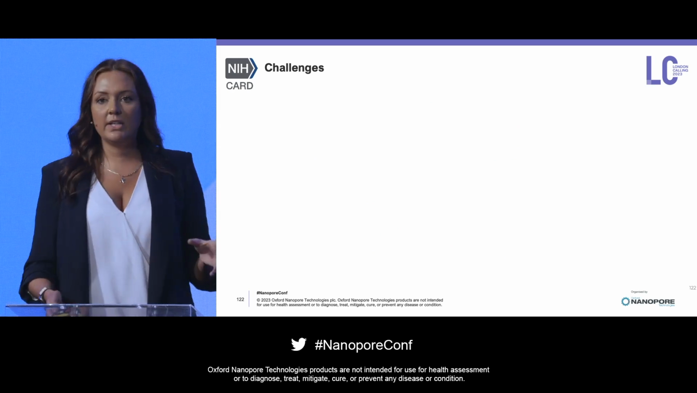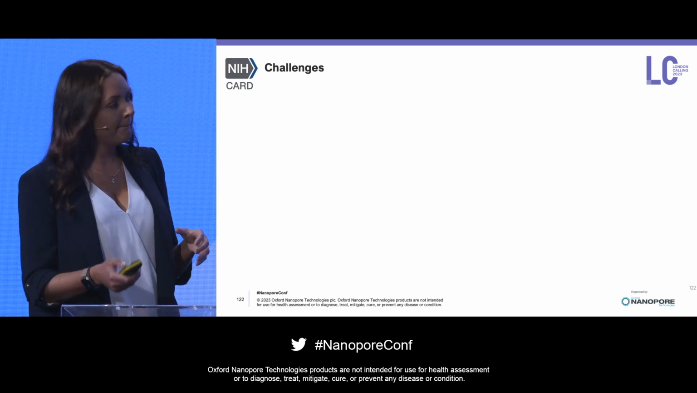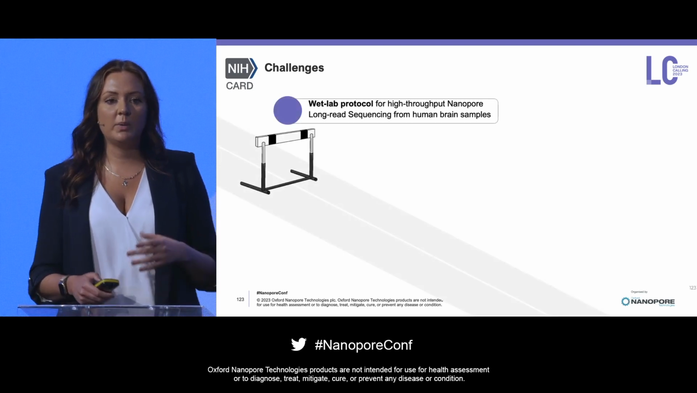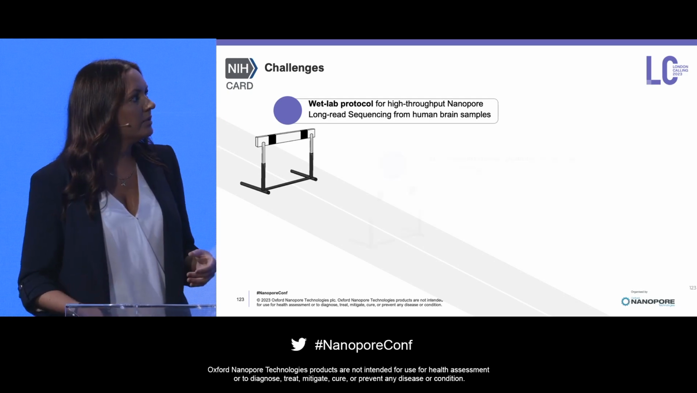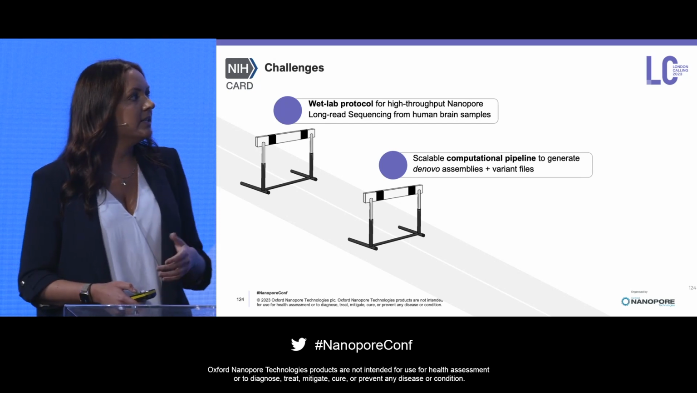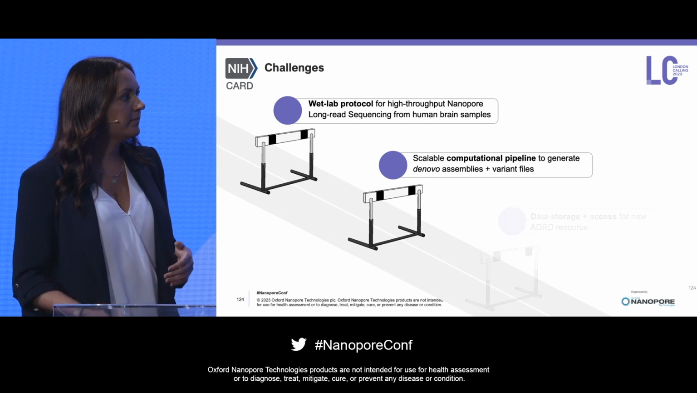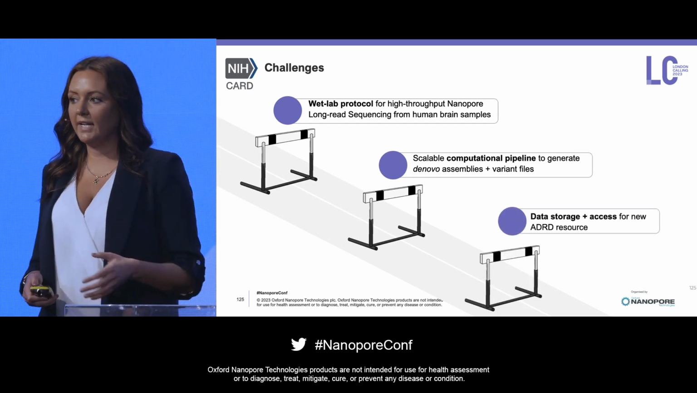We realized really early that there were three main challenges for creating such a dataset. First, we had to develop a wet lab protocol so that we could do nanopore sequencing at scale from thousands of human brain samples. Next, we needed a scalable computational pipeline to generate de novo assemblies, variant files, and methylation calls. And finally, we needed to have an approach for the data storage and access.